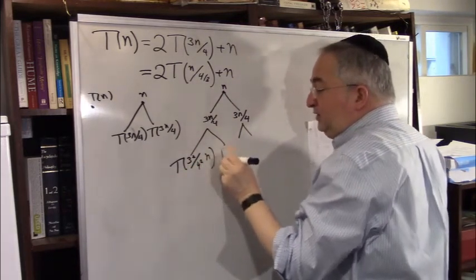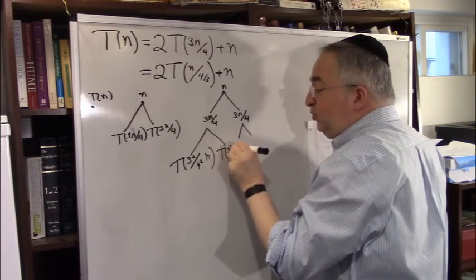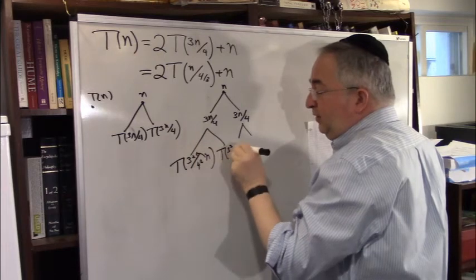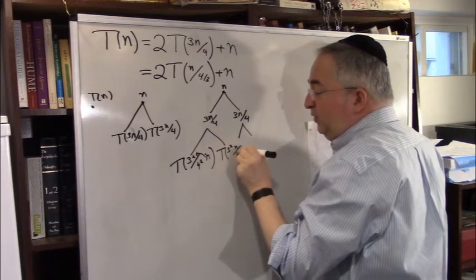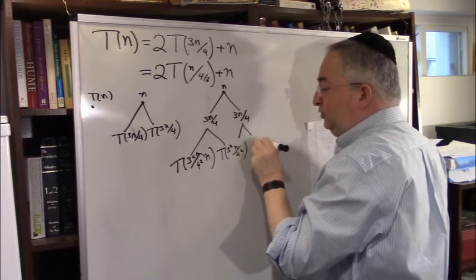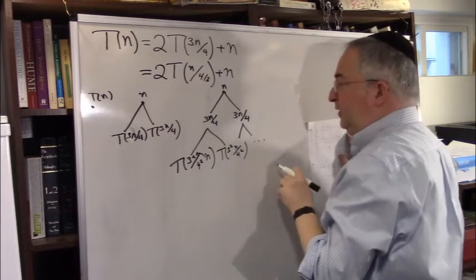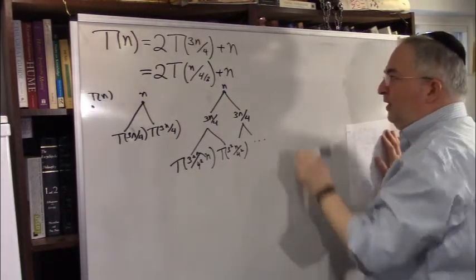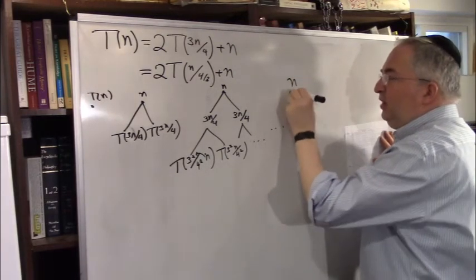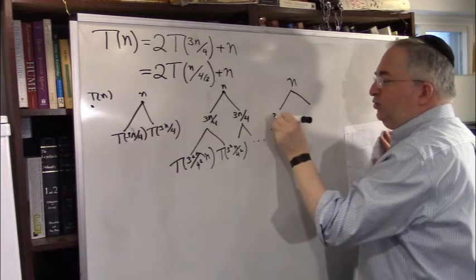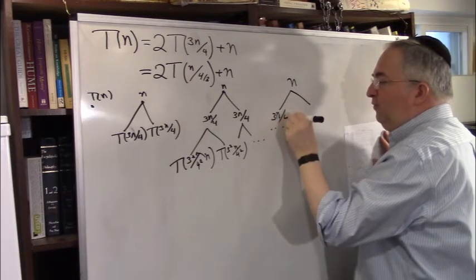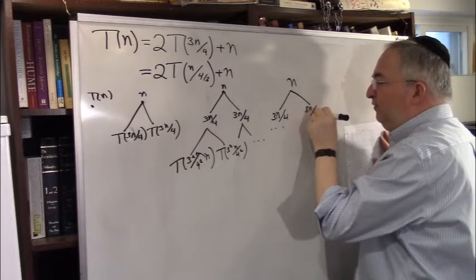Same thing here. T of 3 squared, sorry, the n goes over there, n divided by 4 squared. Dot, dot, dot, dot. Two more. Okay, let's do this with just numbers. Dot, dot, dot. This is 3n over 4. This is 3n over 4.